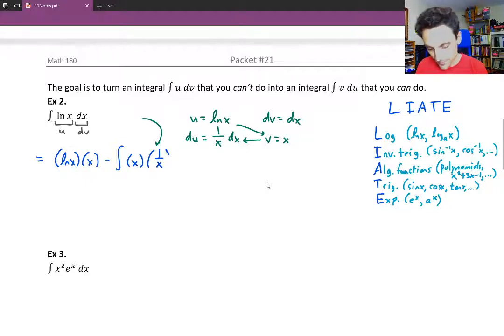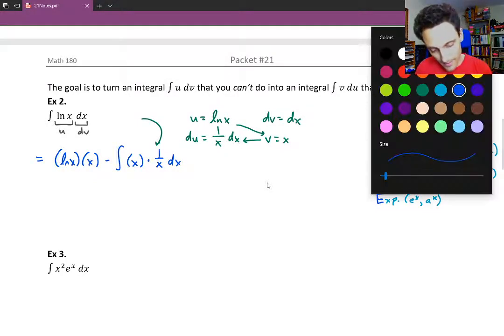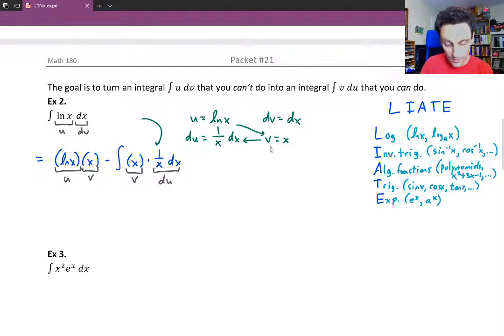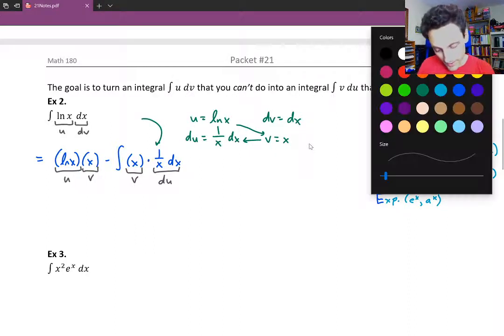I'll just write a little dot right here instead. So once again, this is uv minus the integral of v du. The little arrows here again just mean this is uv, that's the first thing that you're going to write, and then this is going to go inside of your integral. This row here is going to go inside of your integral, if you want to think about that as a table.